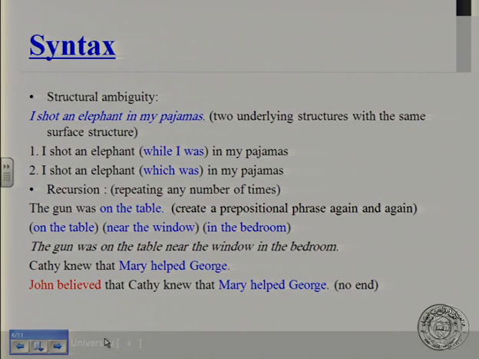Or I may also say, Kathy knew that Mary helped George. This is a sentence or a clause. I may add by saying, John believed that Kathy knew that Mary helped George. This is unlimited. We can add more phrases, we can add more clauses. John believed that Kathy knew that Mary helped George, who was injured by, and so on, when he fell from his bike, and so on. We can add again and again by creating a prepositional phrase or repeating a clause again and again.